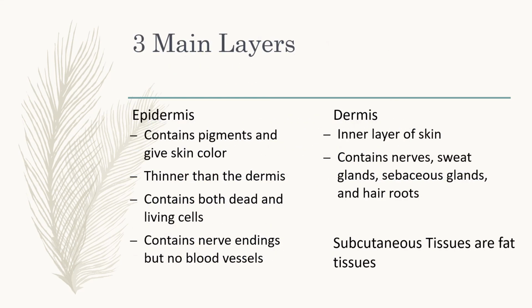Three main layers of the integumentary system are going to be the epidermis, which is your outer layer. It's the layer that gives your skin the color. It's thinner than your dermis. It contains both dead and living cells. It also has nerve endings, but it does not contain blood vessels. So if you cut yourself and you start to bleed, you've gone through the epidermis down into your dermis or even lower than that. The dermis is the second layer. It's the inner layer of the skin. It contains your nerves, sweat glands, sebaceous glands, and hair roots. And then you have your subcutaneous tissue, which is the fat layer of your skin.